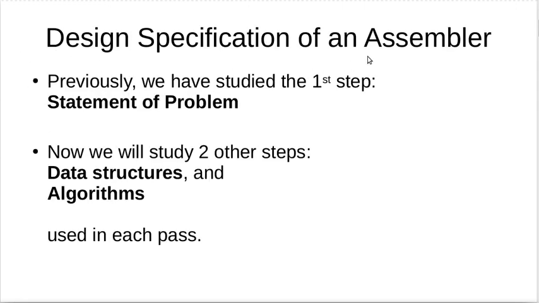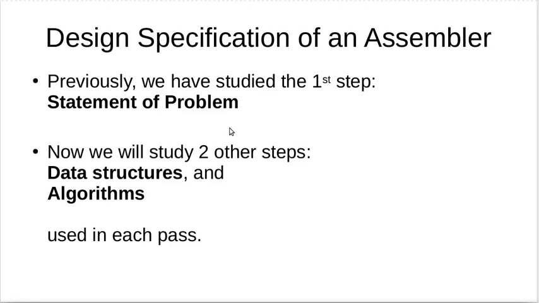In the previous lecture we had seen that the design specification of an assembler, the first step was the statement of a problem, where we took a sample problem and worked with it, behaving like the assembler itself, like how the assembler would have converted that code to a machine language code. The same steps we have followed in the first step. In this lecture we will go through the other two steps that are required.